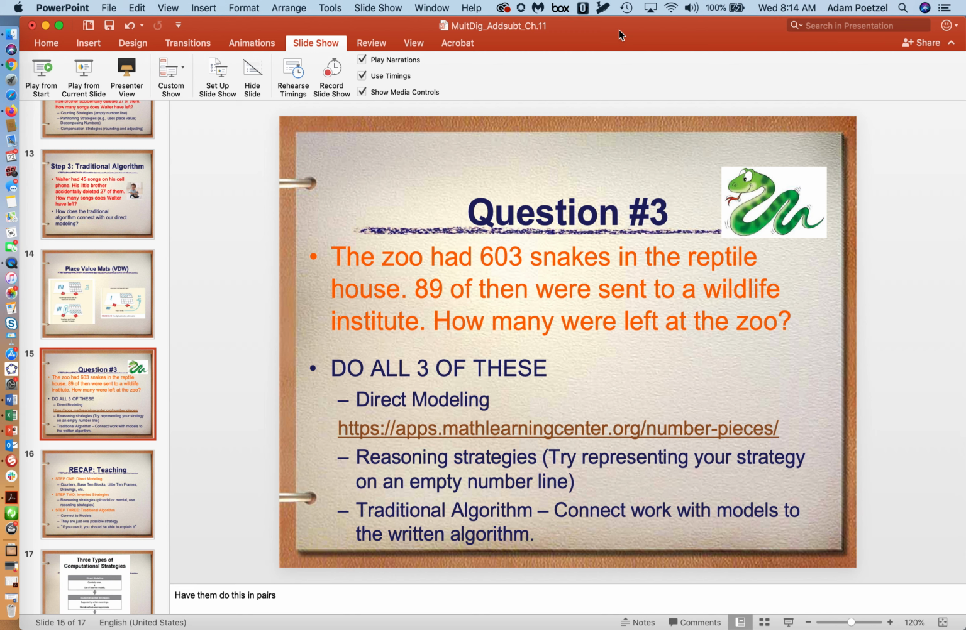So I want you to take a second and try it. The base 10 blocks link is at the bottom there. So see if you can start with 603 and do what you need to do to take away the 89. Then think about some reasoning strategies with that empty number line or others. And then using a recording chart, try and see if you can just use base 10 language and practice talking out loud what that would sound like to use base 10 language to talk through the standard algorithm. So go ahead and pause the video and then we'll see how you did.